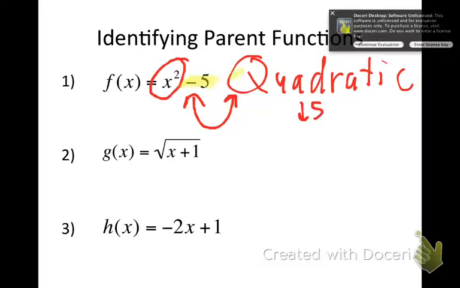But again, if you understand that this is quadratic and it makes that type of graph, that's really what we want to focus on as much as we can today.